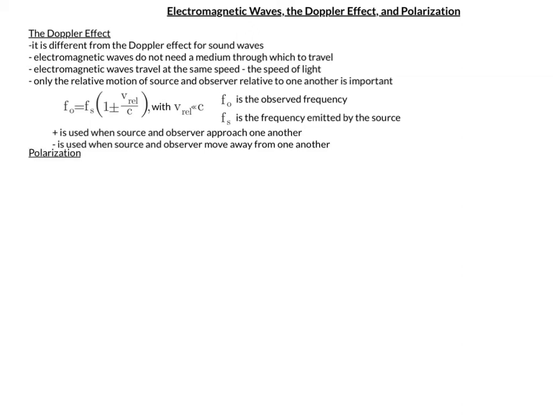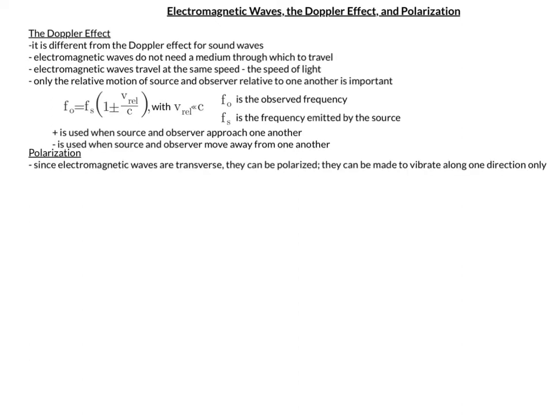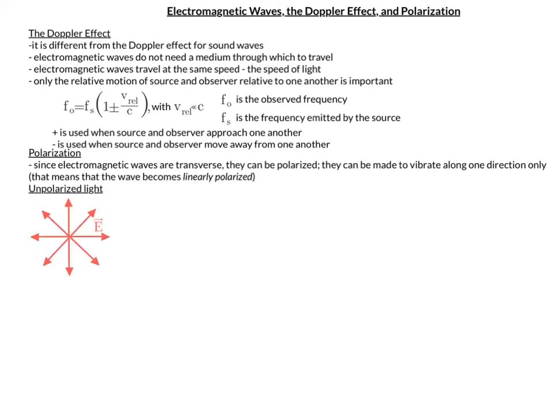Now, the second topic for today is polarization. And since electromagnetic waves are transverse waves, they can be polarized. And what that means is that they can be made to vibrate along a single direction. That means that when the waves have their electric fields vibrating in a single direction, they become linearly polarized. Unpolarized light looks like this. So we have electric fields every which way. This is a beam of light that's coming towards us or moving away from us. So we're looking at it head on.